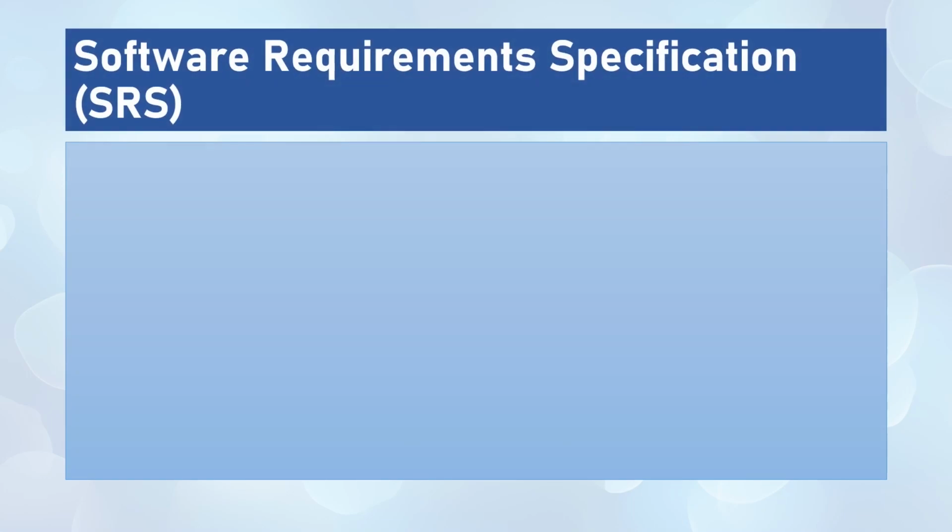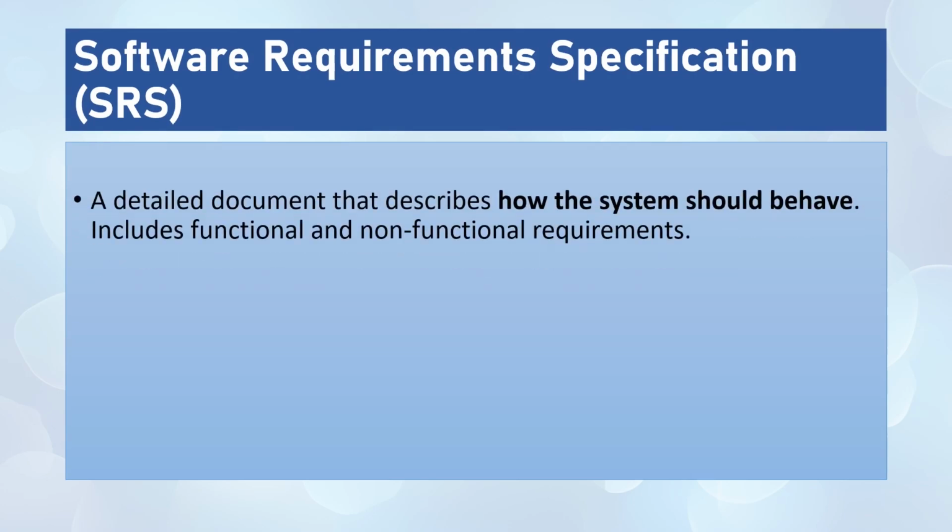But then there is also the SRS, or the software requirements specification. The SRS is a detailed document that describes how the system should behave. It includes the functional requirements and the non-functional requirements. In other words, it tells you what the system should do, but it also tells you how the system should do it. You would create this when you're working on a tech-heavy solution with development teams. It's essentially a document that developers need.